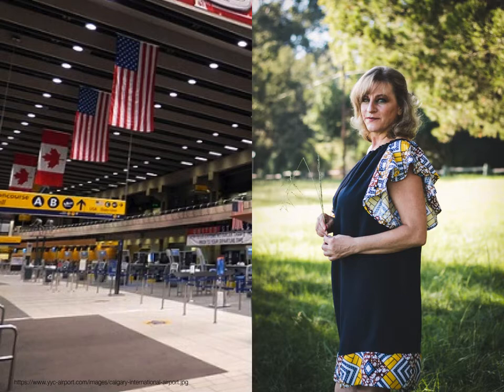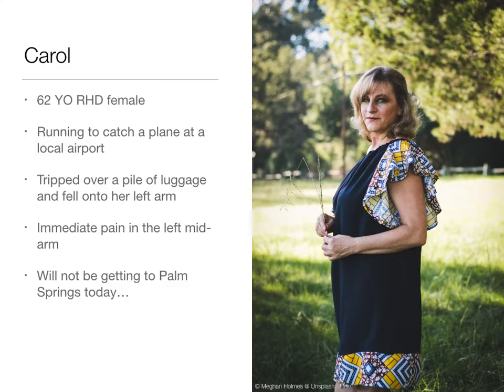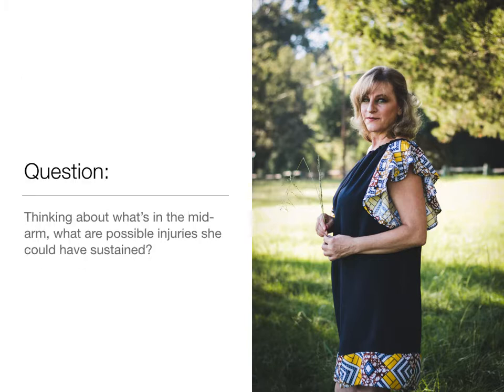So, Carol, it's January and she's been looking forward to a quick run to Palm Springs for a bit of sun. But she's late and she's running along the airport concourse. She then trips over a pile of luggage and lands onto her left arm. It's immediately clear that something is wrong and she is not getting to Palm Springs today. So thinking about what's in the mid-arm, what are possible injuries she could have sustained?